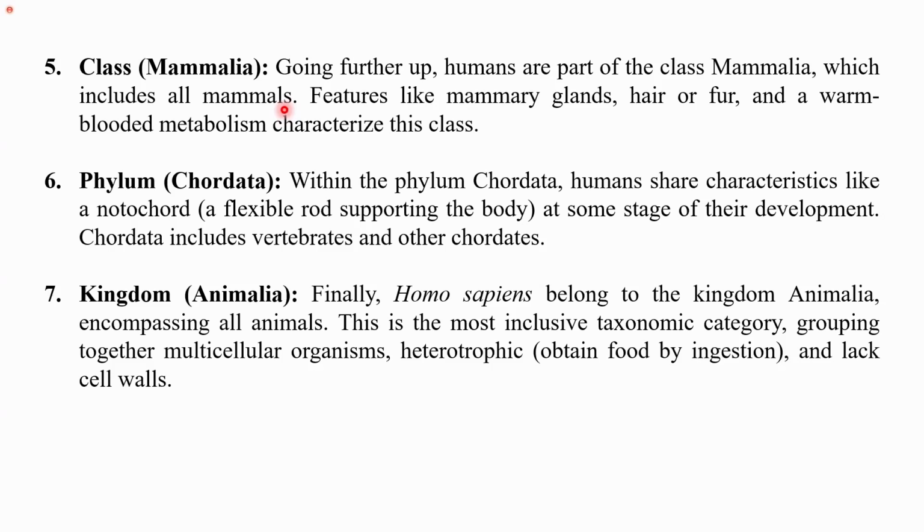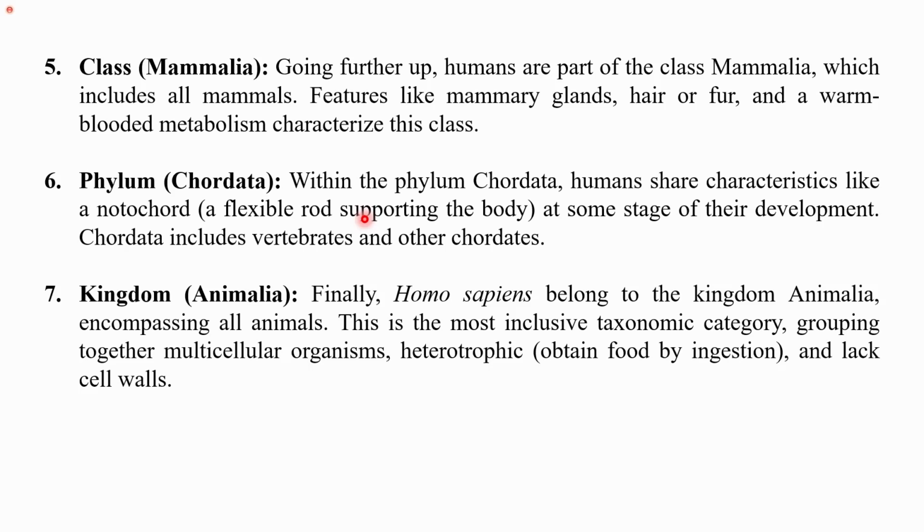Now, all the members of the class Mammalia belong to the phylum Chordata. So within the phylum Chordata, humans share characteristics like a notochord, which is a flexible rod supporting the body at some stage of their development. So Chordata can include vertebrates and other chordates. So basically vertebrates and non-vertebrates will all come under this category. And then we have kingdom Animalia. So finally, Homo sapiens belong to the kingdom Animalia that encompasses all the animals.